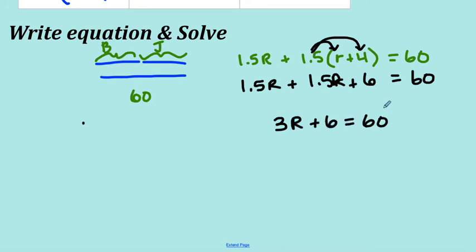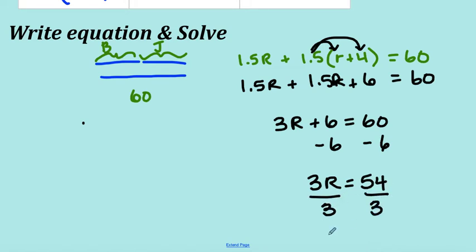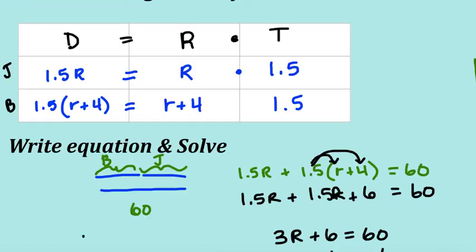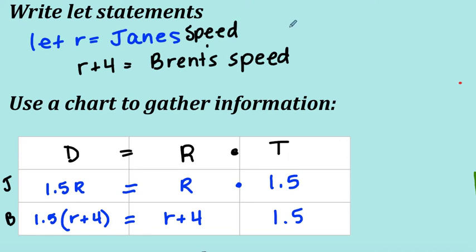And it's an equation that is quite simple. I know how to solve that. I'm going to subtract 6 from both sides, getting 3r equals 54, and then I'm going to divide by 3. That gives me r equals 18. Now, the question asked me to find their speeds. So Jane's speed is 18 kilometers an hour, and Brent's would be 4 more than that, so 22 kilometers an hour.